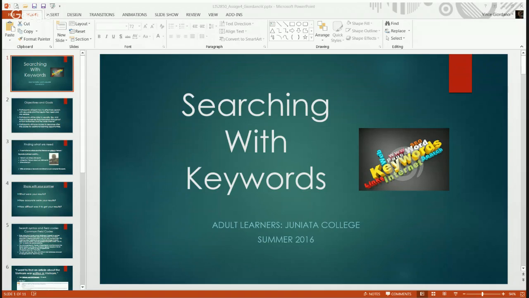You could try to search the database and just type in Vietnam War articles, or you could type in articles from Vietnam about war, or you could type in something else. Any other ideas out there? Okay, good. Those are good ideas.